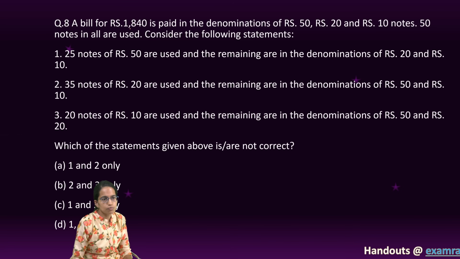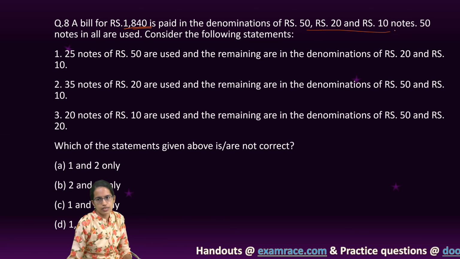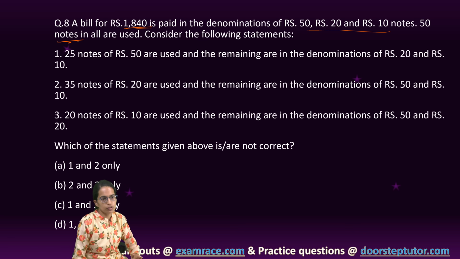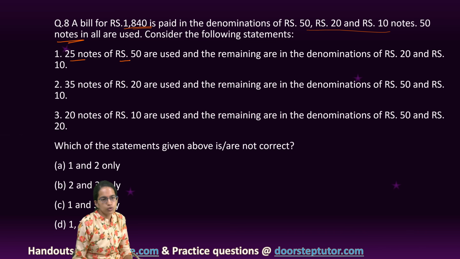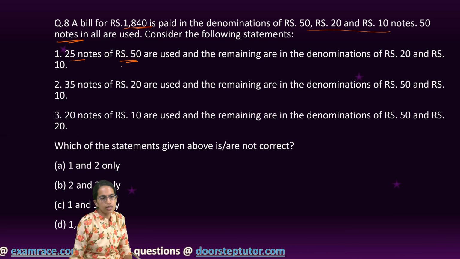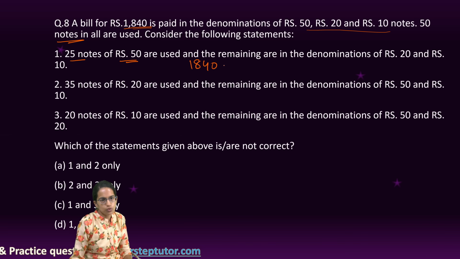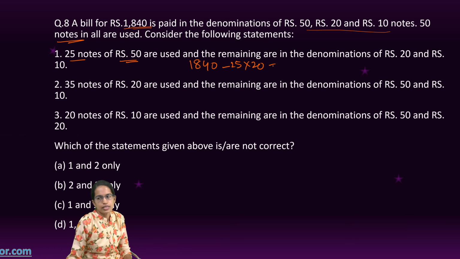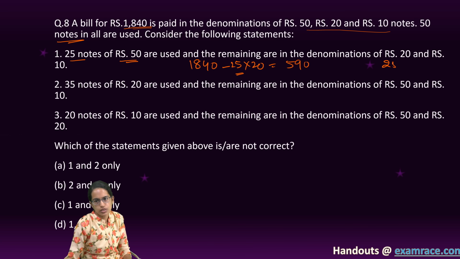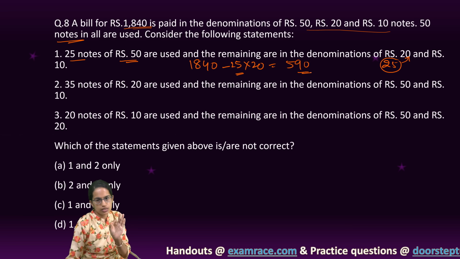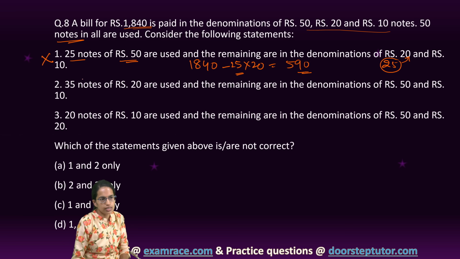Okay. Now, very important question. A bill has rupees 1840. Okay, these are the various denominations. 50 notes are used in all. If I use 25 notes of 50, that gives me from 1840, I subtract 25 into 20, that gives me 590. Now how many notes remain? 25 notes. With remaining 25 notes, if I spend all 20 also, I cannot reach this figure. So this is an incorrect choice.